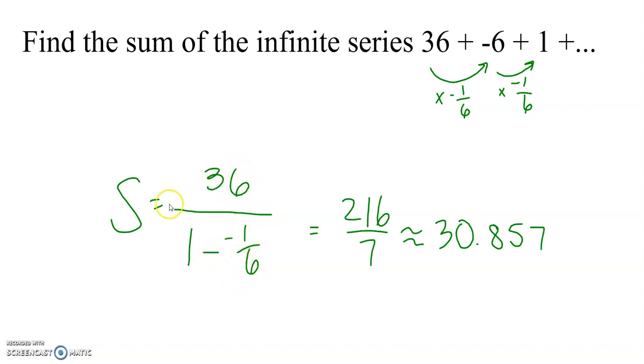Okay, I can type this all into my calculator, and it will give me the fraction 216/7, which is approximately 30.857. So that's it for geometric sequences, a little bit more with this one.